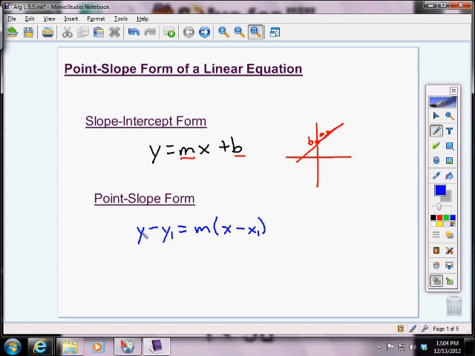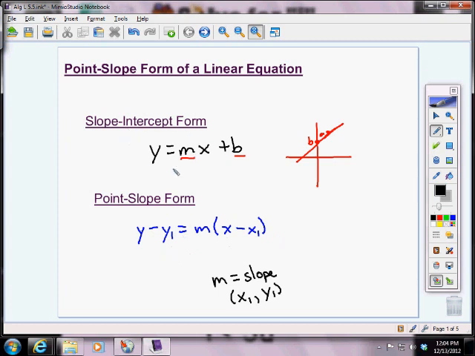Okay, so our point-slope form is y minus y1 equals m times the quantity x minus x1. Again, notice here we have our m. That still represents our slope. And we have our y1 and our x1. That represents a point on your line. So if you're given a slope and a point, you can just plug it into point-slope form, that's where the name came from, and have an equation.